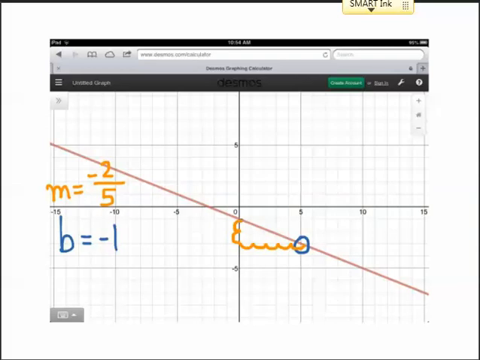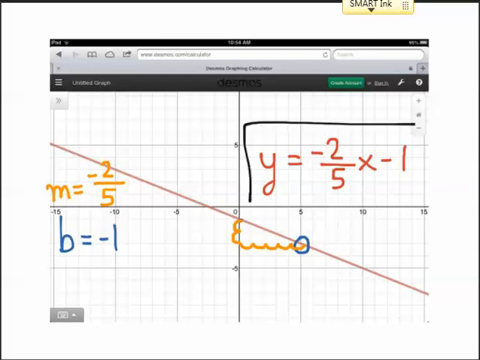Therefore, my equation is going to be y equals -2/5 x minus 1. Keep in mind that a negative sloped line will be going down to the right, a positive sloped line will be going up to the right. So I see that I put a negative here, and that makes sense because my line is going down to the right.